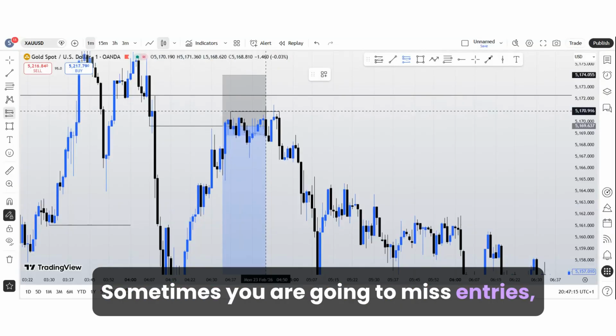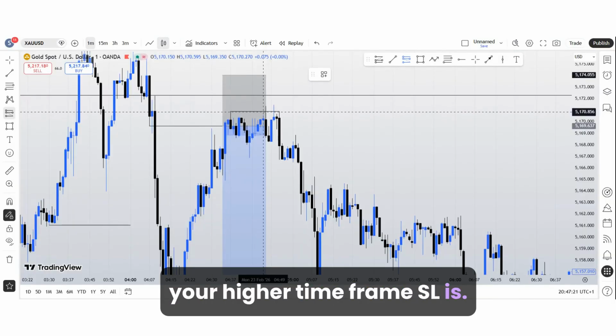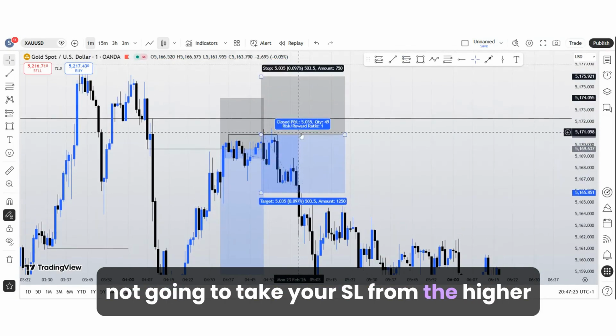Sometimes you are going to miss entries. Oh, let me just tell you the truth. It's safer for you to just know where your higher time frame SL is. Then you put your SL there because it's not going to take your SL from the higher time frame.